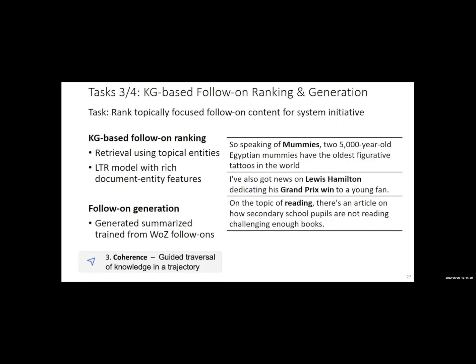For the follow-ons, we did a lot of work cleaning up those noisy entities that were detected. We had to put a lot of post-processing on top of it, with word ranking features and salience features. Here are some examples. For example, a document from Egypt talking about mummies and also the oldest figurative tattoos in the world. Or, down here at the bottom, about reading, that pupils aren't reading enough challenging books. So summer's coming up, and summer reading.